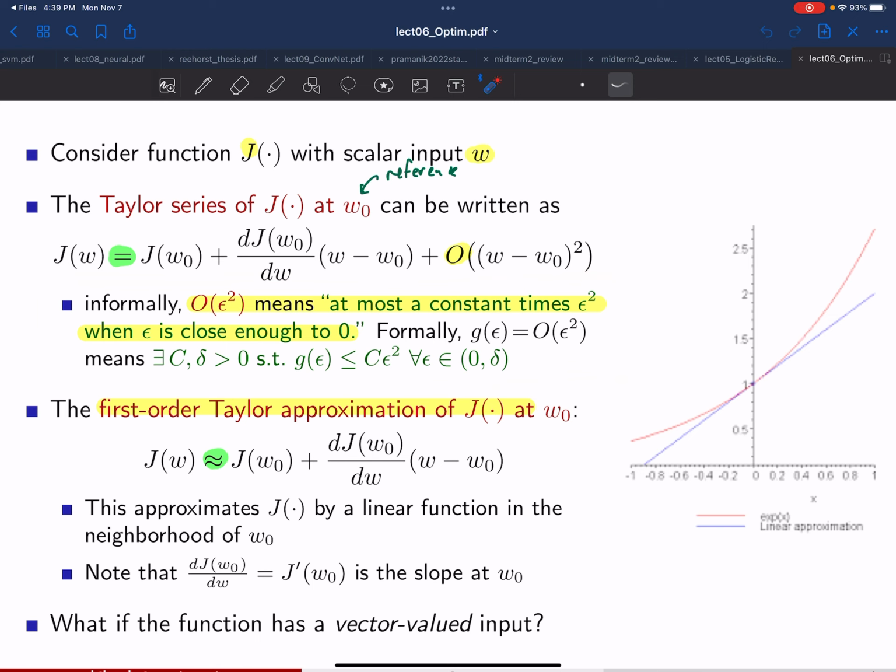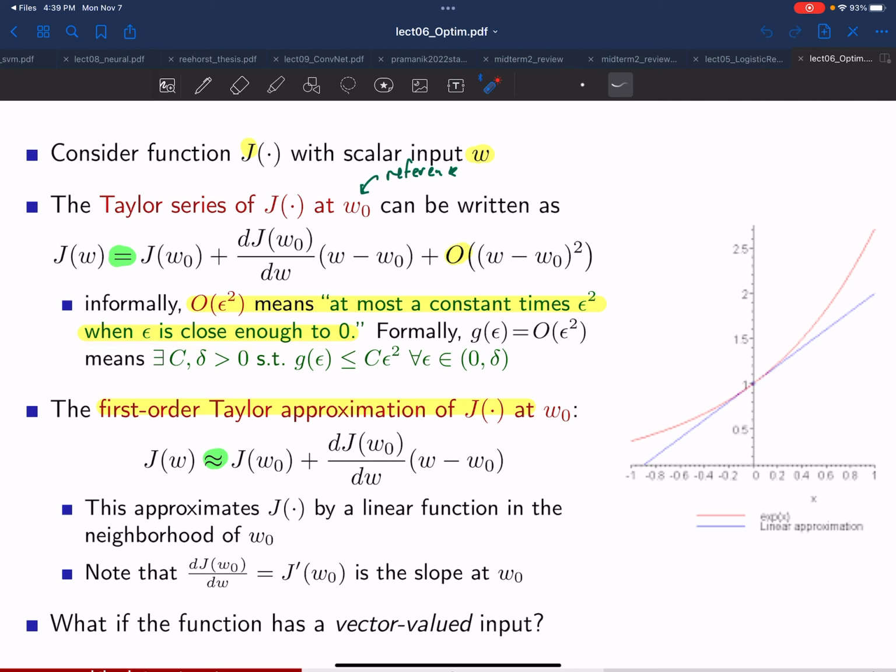Okay. So this is the meaning. Again, just for context, this was our Taylor series approximation. We have a function J. We do the Taylor series at some reference point w naught. We have the gradient at w naught times the perturbation from w naught, and then another term which collects all the higher order terms in the Taylor series. And we're basically saying that this last term is dominated by this difference squared. And so when we're talking about this big O, if you say big O of some epsilon squared, this means at most a constant times epsilon squared when epsilon is close enough to 0.